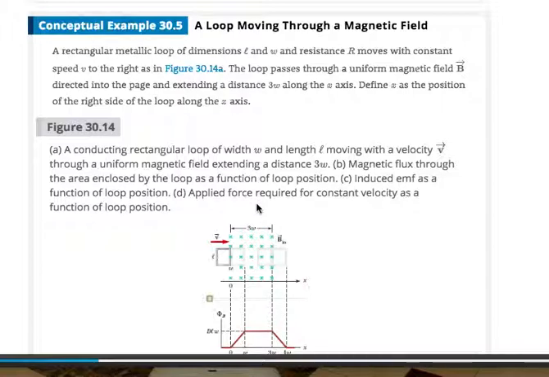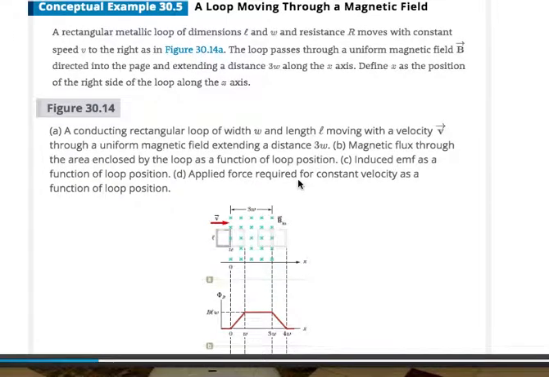So what happens to, let's see, we want to know the magnetic flux through it, the induced EMF, and the applied force. So the magnetic flux is going to increase, increase, increase as it moves in, and then it'll all be inside, this whole thing will be in the field. So you'll have a constant magnetic flux.